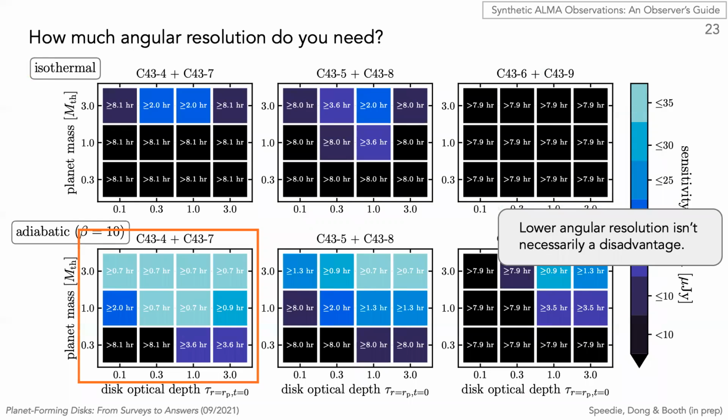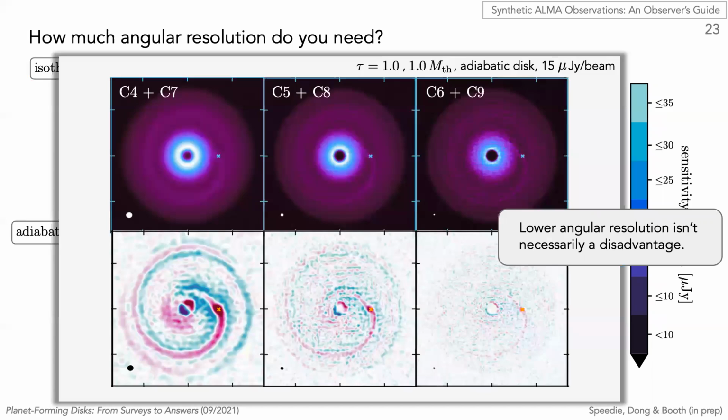The second trend we can see is that if you can make a residual map, low angular resolution isn't necessarily a disadvantage. So the C4 plus C7 configuration here doesn't actually resolve the spiral, but if you compare with higher angular resolution images, the C5 plus C8 and C6 plus C9 here, that have the same RMS noise, the larger beam actually contains more signal from the spiral within one beam and results in a higher signal-to-noise detection of the spiral.